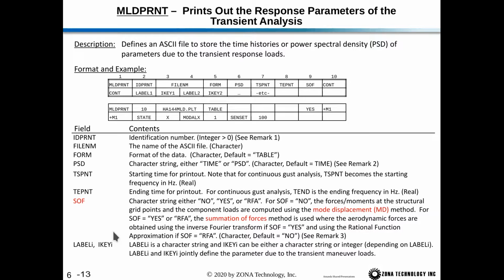And then lastly, we have an open-ended input label and I key. So label is a character string, and then I key is either a character string or an integer depending on label. So these jointly define the parameter of interest due to the transient maneuver loads. So each of these parameters will be output into the MLD print output file.